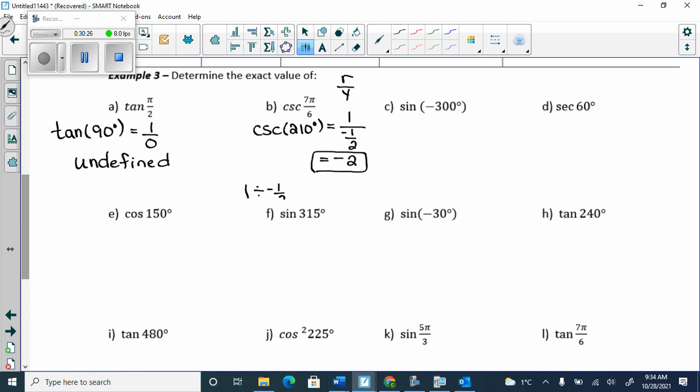Can we leave it as like in radians if we want to? It just takes the fraction and flips it. So if it's negative 1/2, it's going to be negative 2 over 1. You just take your fraction and flip it. That's all 1 over something does. So whenever you have 1 over something, you take that fraction, flip it.